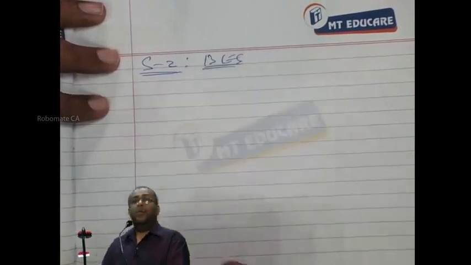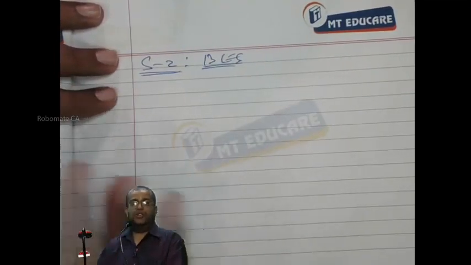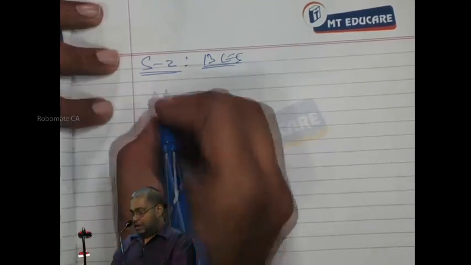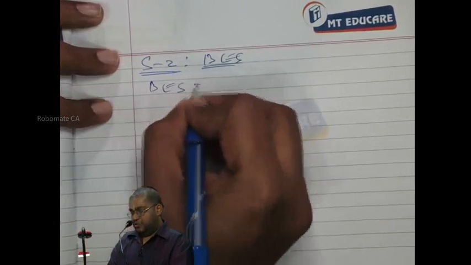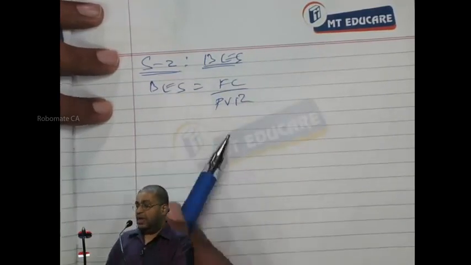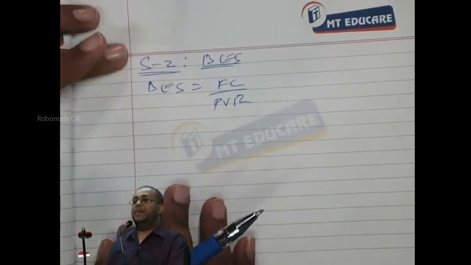Okay. What is the formula for break even sales? Fixed cost divided by PV ratio. I don't have per unit, so we cannot find it in units, only in rupees. Right, break even sales is equal to fixed cost divided by PV ratio. I have the PV ratio, so what should I find out? Fixed cost.